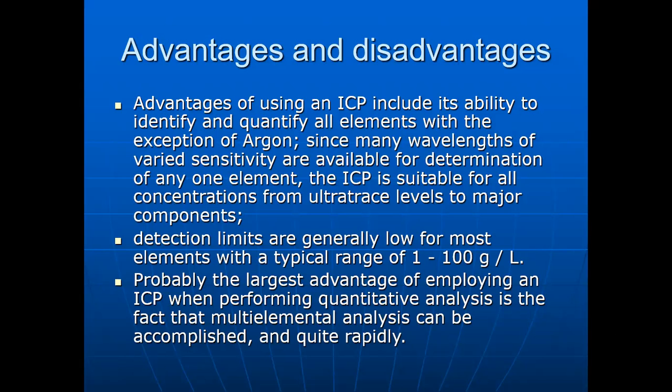So we can trace very small amounts of elements also. We can trace them in inductively coupled plasma when compared with major elements. Detection limits are generally low for most of the elements. The typical range is around 1 to 100 micrograms per liter. We can go for that limit also.